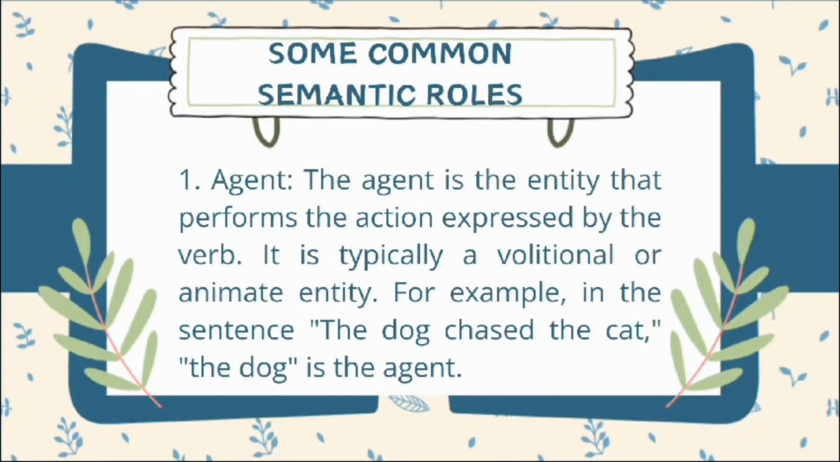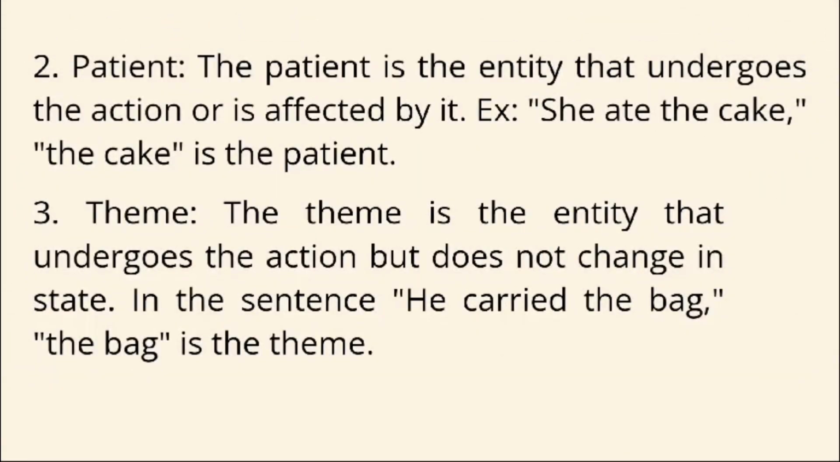Some common semantic roles. Number 1, agent. The agent is the entity that performs the action expressed by the verb. It is typically a volitional or animate entity. For example, in the sentence, the dog chased the cat, the dog is the agent. Number 2, patient. The patient is the entity that undergoes the action or is affected by it. Example, she ate the cake. The cake is the patient.